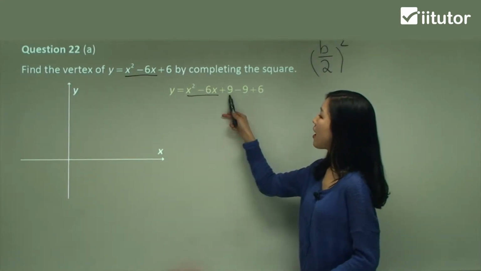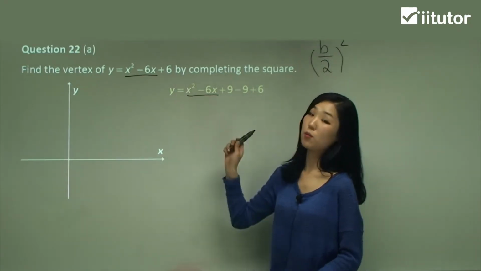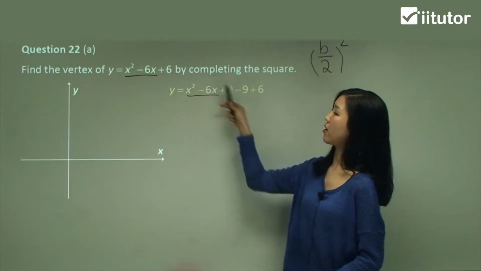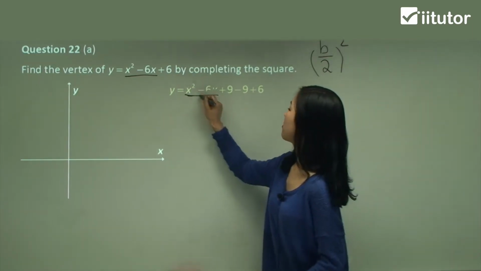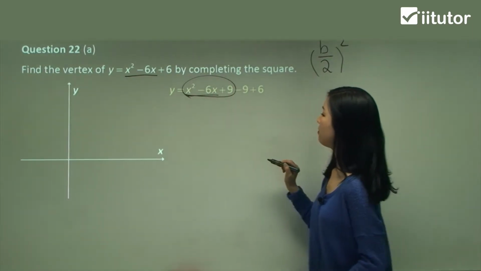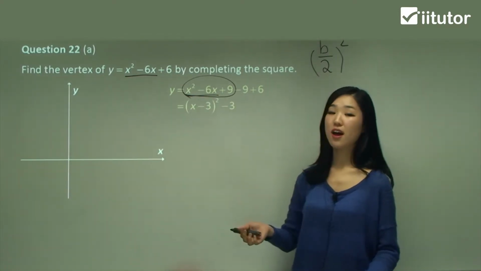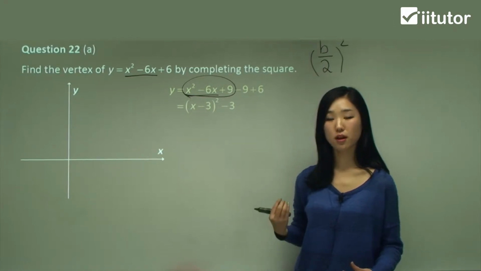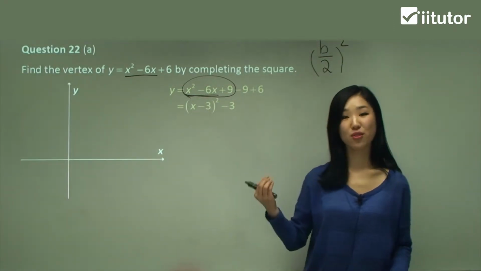So it's +9, so if you add something, you must subtract it back, so it's like the original equation, and then you add your other constant, the remaining constant. Okay, and then you can group the first 3 terms like this. So x squared minus 6x plus 9, you should all know how to make that into a perfect square. It becomes x minus 3, the whole thing squared.